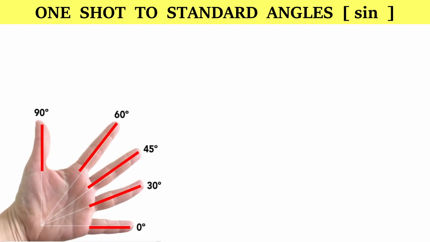Now next let us see the next standard angle ratio. This time we are taking sine. So again let's take the palm and look at the fingers, the same angles, the angles have not changed. Still the little finger is 0, ring finger is 30, long finger is 45, index finger is 60 and the thumb is 90.